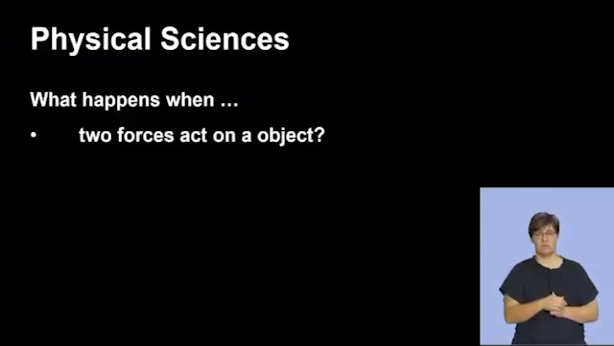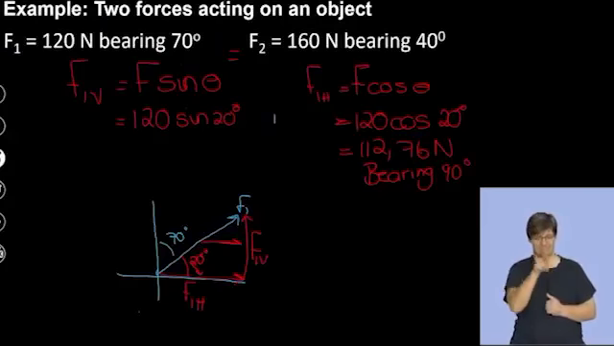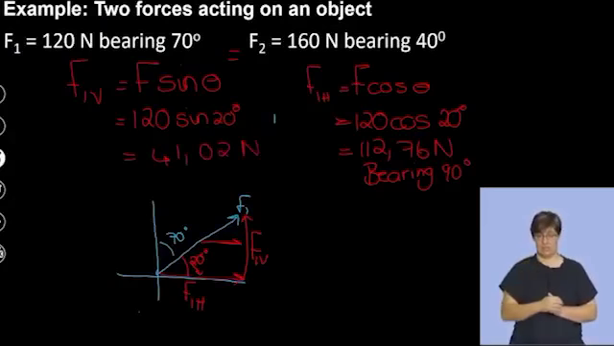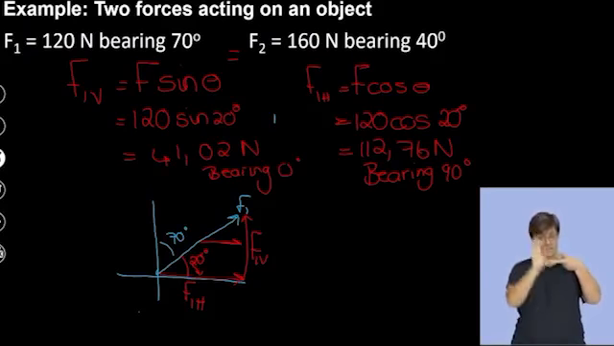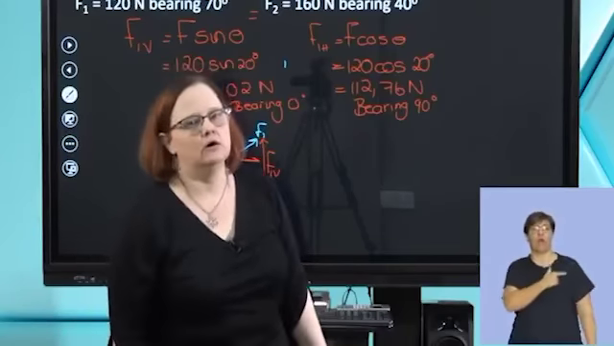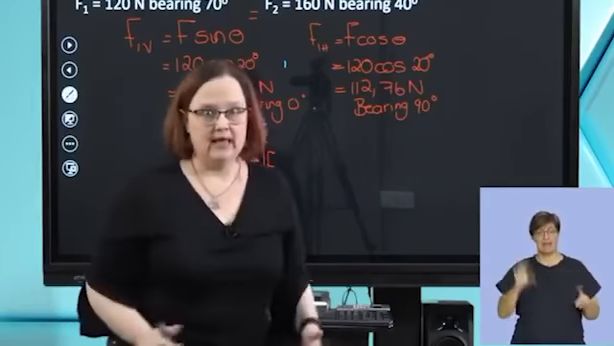So this is now 41,02 newtons. But this is now up, so this is bearing 0. We good? We've only found the components of the first one. Now we need to do the second one, okay? The thing about these questions is they're long, but we get a very accurate answer.